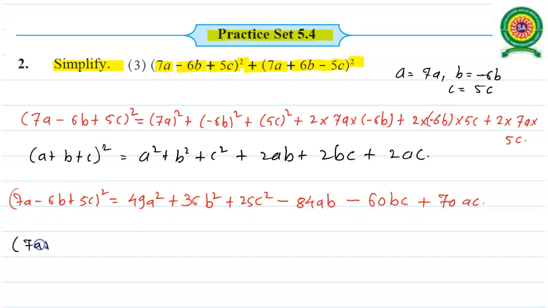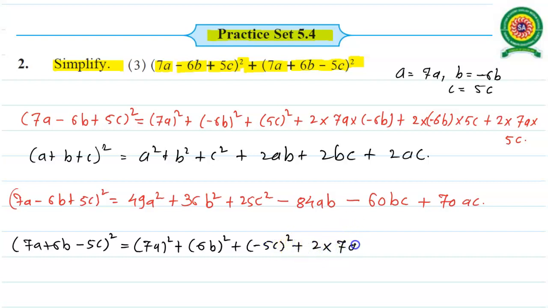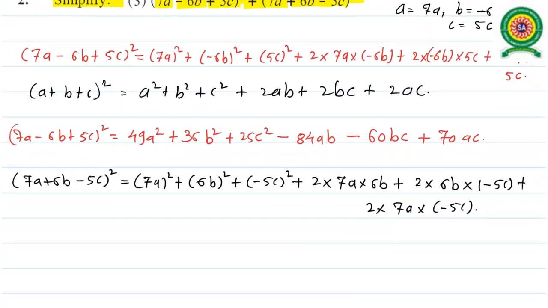We have (7a + 6b - 5c)², so that we are getting a square as (7a)² plus b square as (6b)² plus c square as (-5c)², plus 2 times a into b means 7a into 6b, plus 2 times b into c means 6b into -5c, plus 2 times a into c means 7a into -5c. Let's try to simplify it.